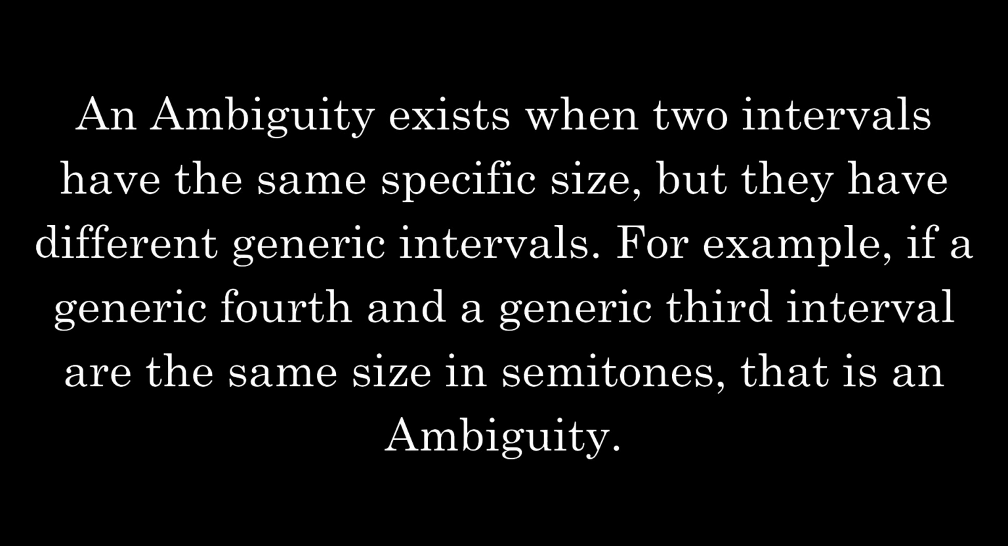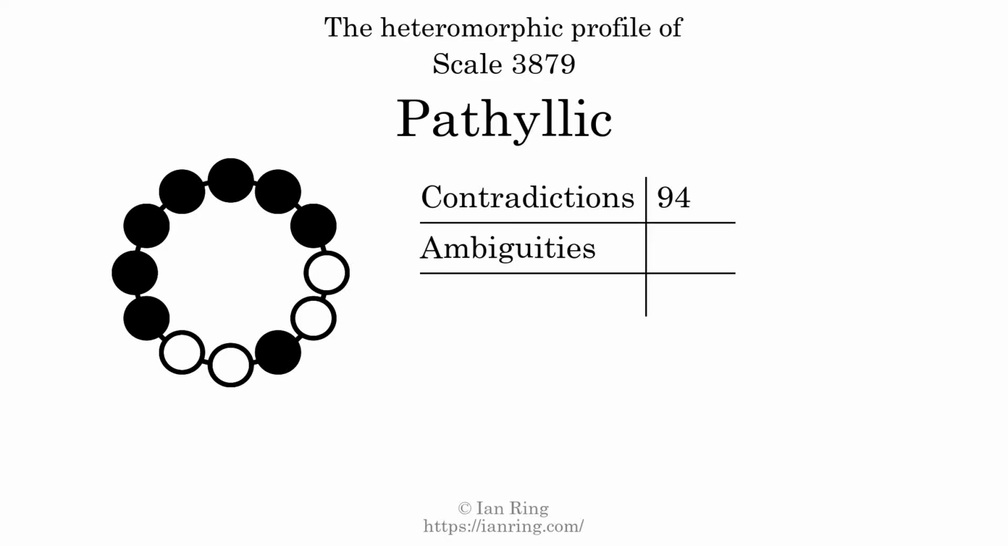An ambiguity exists when 2 intervals have the same specific size, but they have different generic intervals. For example, if a generic fourth and a generic third interval are the same size in semitones, that is an ambiguity. The number of ambiguities in this scale is 41.